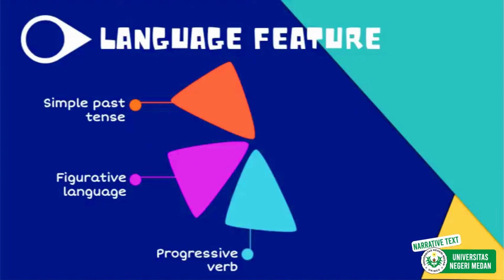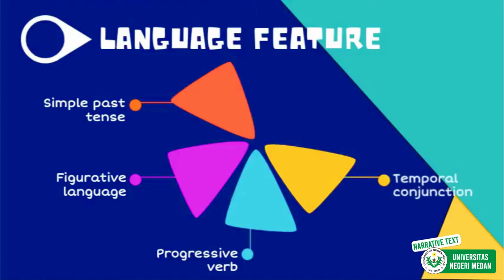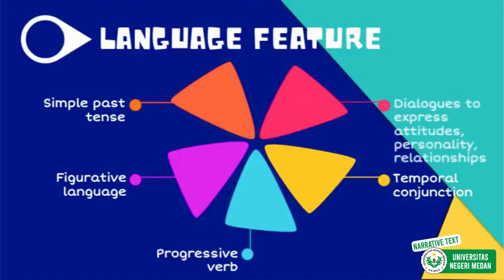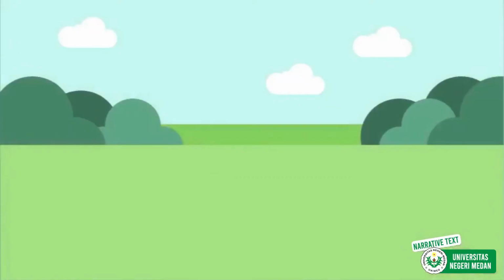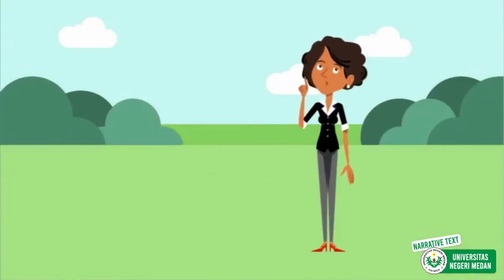And then, it also uses temporal conjunction because each sentence or paragraph continues from the other, so there must be connection between those paragraphs or sentences. And also, it uses dialogues to express attitudes, personality, and also relationships. Did we miss something in this part? Because I feel that we're missing something very crucial. What is it?